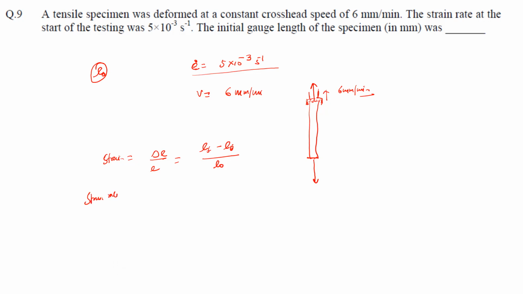Now to calculate strain rate, we divide with time. So this implies L final minus L naught by L naught into time. So delta L by t will be nothing but velocity. So it will be velocity by initial length. So strain rate, it is given here, 5 into 10 power minus 3 equal to velocity. Velocity is given as 6 mm per minute.